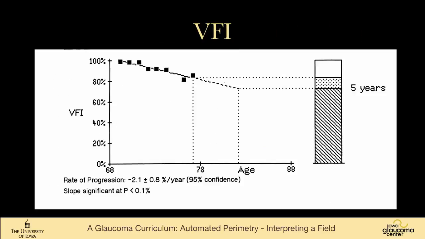You can also look at the visual field index over time. You can see that this is trending down. The rate of progression is minus 2.1 decibels per year, and that's significant with a p-value of less than 0.1%.